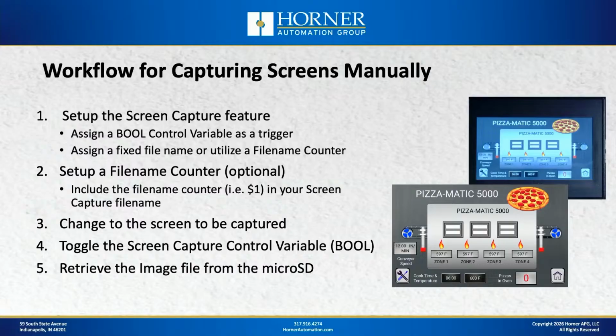Now, you're going to basically run your machine, go to the screen that you want to capture, and turn on the screen capture control variable, which triggers the screen capture. It's going to instigate the capture and then save the image file where you specified. Next, you retrieve it and you're done. Okay, so really it's quite easy. But like I mentioned in the open, if you have 150 screens you need to do this with, that's pretty labor intensive. So let me show you how to do this manually, and then we'll come back and I'll show you how you can do it automatically.